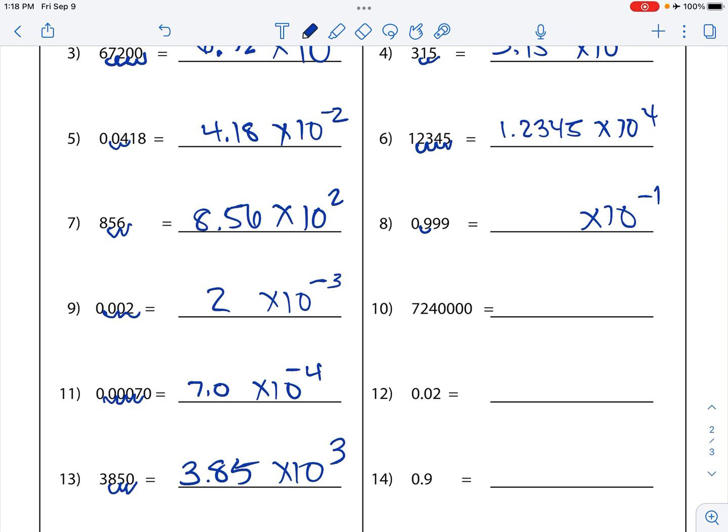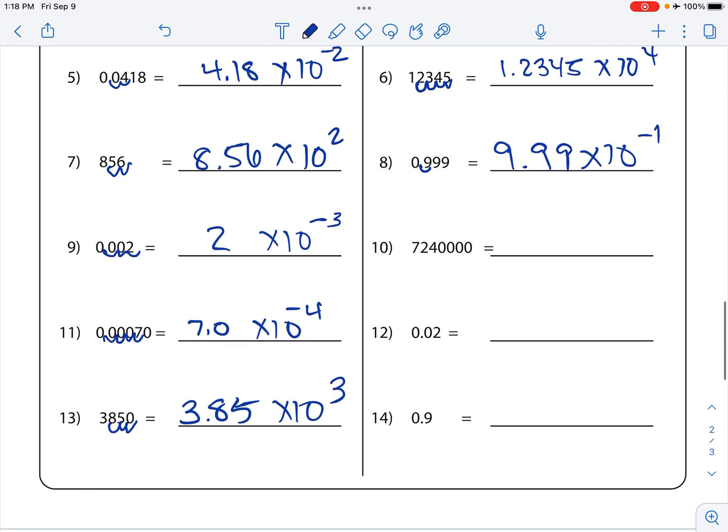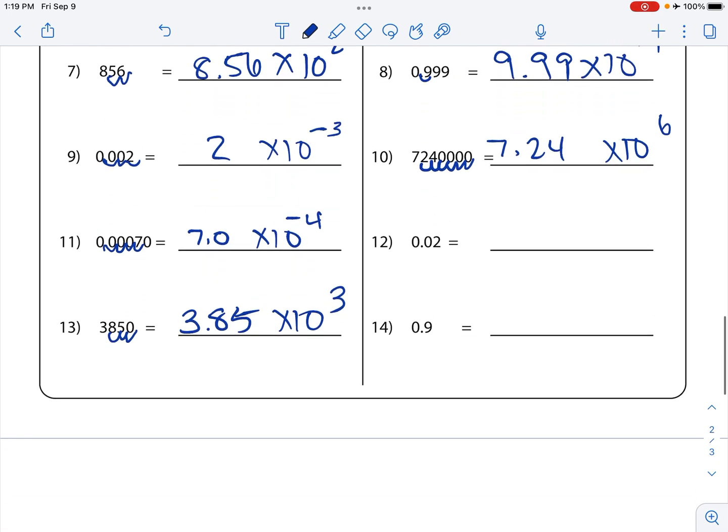Only 1, 9.99. If I'm going too fast or you have additional questions, please make sure you say something in class. We can talk about it. This is a positive exponent. 1, 2, 3, 4, 5, 6, 7.24 times 10 to the 6th. Negative exponent because we're less than 1. 1, 2. 2 times 10 to the minus 2. And this is a number less than 1, so it's going to be negative. And we're just going to be 9 times 10 to the minus 1 because I only moved one spot.